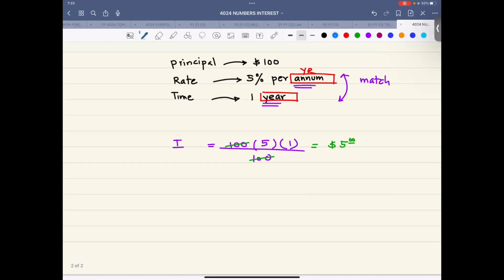Now, what if I need the interest at the end of 2 years? So the principal amount will be 100. The rate would be 5. And now it will be 2 years, and 100 is part of the formula. So therefore, this comes out to be $10, which makes sense.